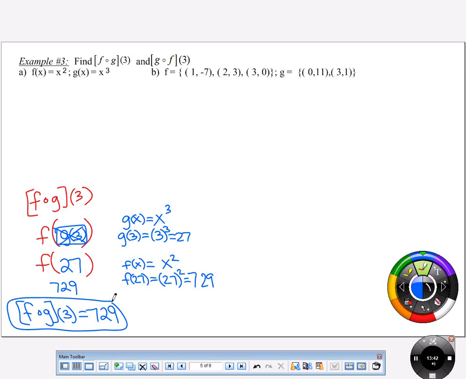Remember, this is a label. This is a name expressing what I did. This is the actual simplification or the answer that I got. Okay? All right, we aren't finished even with part A yet.